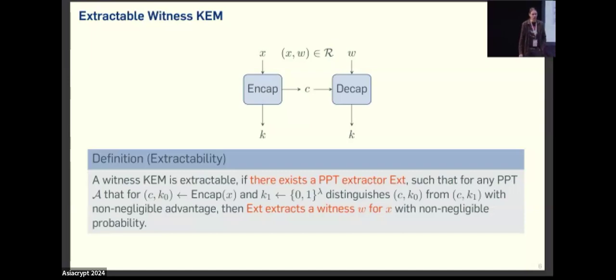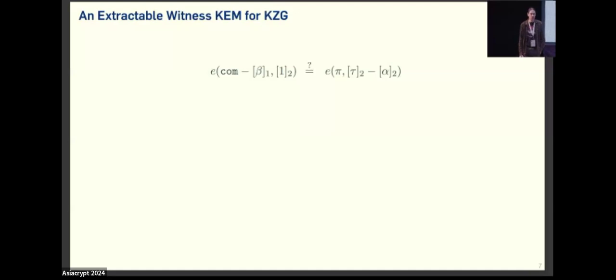So how do we construct an extractable witness KEM for KZG? For that, we can start by looking at the verification equation. The verification equation has two sides, and we can notice that the left-hand side is actually completely publicly computable. This is only based on the statement. The statement consists of the commitment, alpha and beta, and on the left-hand side, we only have those values. On the right-hand side, this is not publicly computable because it uses the opening, which is actually the witness.